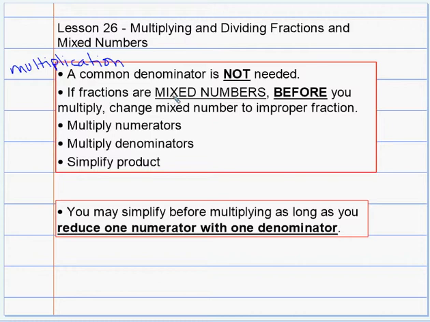So first, no common denominator needed. Then if the fractions are mixed numbers, and I want you to make sure that you understand that and do that every time, before you multiply, you change the mixed number to an improper fraction. Multiply numerators, multiply denominators, and simplify the product. Now, you may simplify before multiplying as long as you reduce one numerator with one denominator. So it has to be top to bottom, straight up and down, or diagonal top to bottom. But it cannot be both on the same side of the fraction bar.